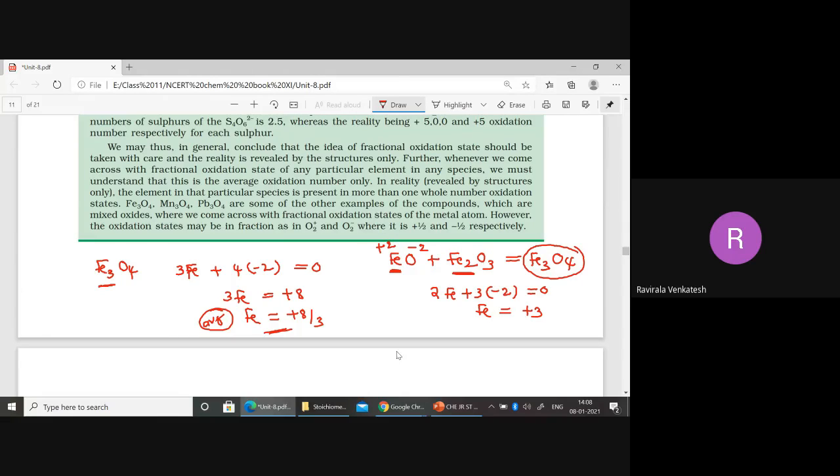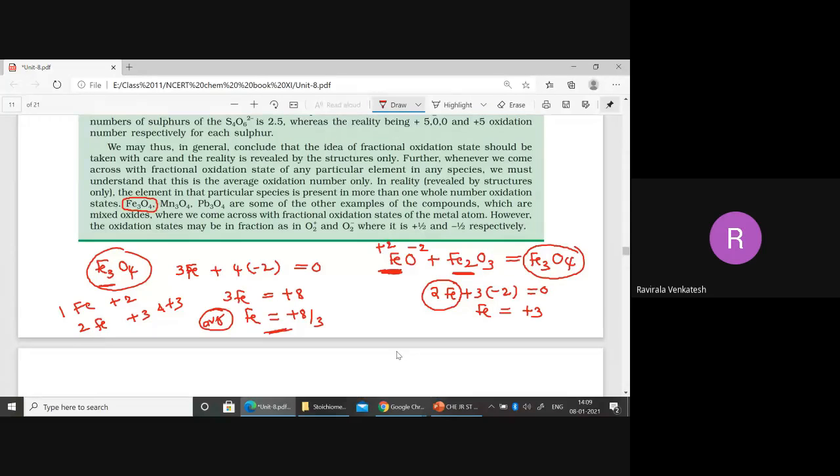That means in Fe3O4, one iron is having +2. And the 2 irons here, each is having +3. Each is +3 and +3. So in this way, you have to write the oxidation numbers for this type of mixed oxides.